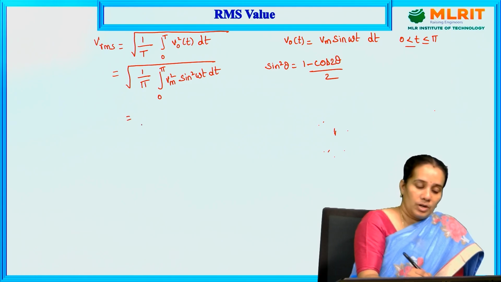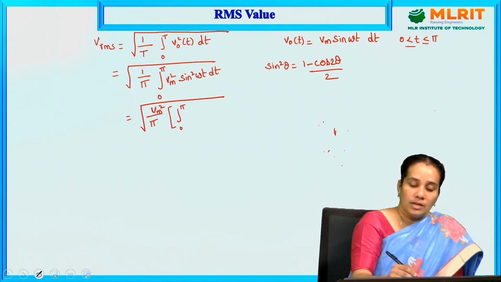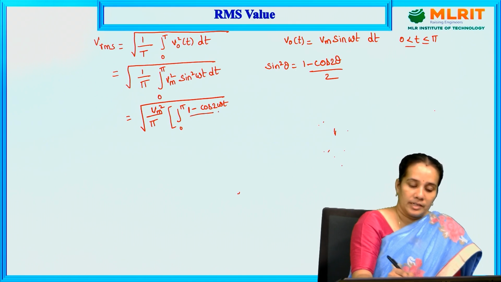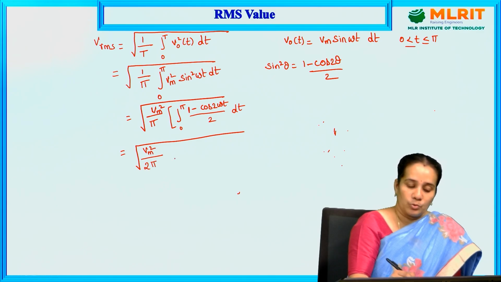So that is equal to the integration of, under root of 1 by pi. Vm square is nothing but the constant value, so we have to take it outside. Integral of 0 to pi. What is the formula for sine square theta? 1 minus cos 2 omega theta by 2 into dt. That is equal to under root of Vm square by, here 2 is also a constant, by 2 pi.